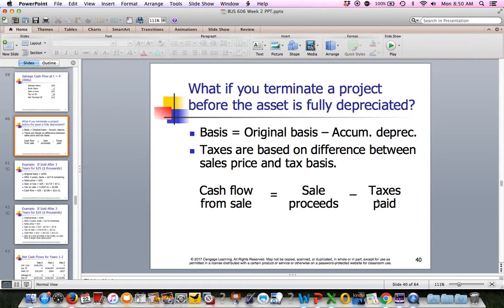Now it says here, what if you terminate the project before the asset's fully depreciated? I just take the basis, and basis is cost minus depreciation. Cost minus depreciation, called book value. In accounting we call that book value, in finance we call it basis. It's the same thing. And taxes are paid on the difference between the sales price and the basis. Okay, so cash flow is sales proceeds minus taxes paid.